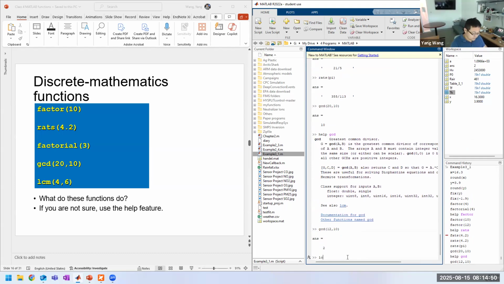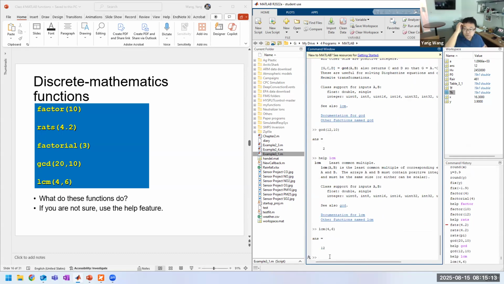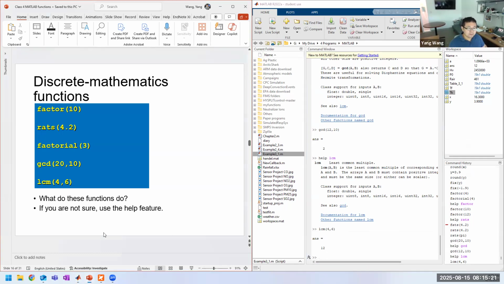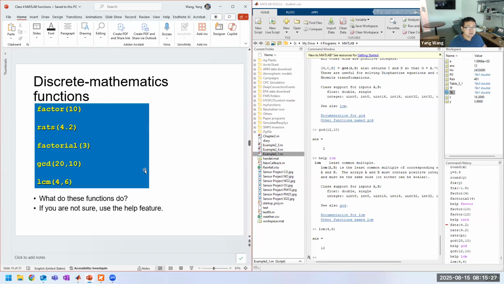And then LCM, you do help LCM. This is the least common multiple, right? So basically, it's going to be the number that is divisible by the numbers you input over here. So for example, you can do LCM 4 and 6, then you're going to have 12, right? Because 12 can be divided by 4, and 12 can be divided by 6. It's divisible by these values, okay? So these are basically the discrete mathematic functions and rounding functions.